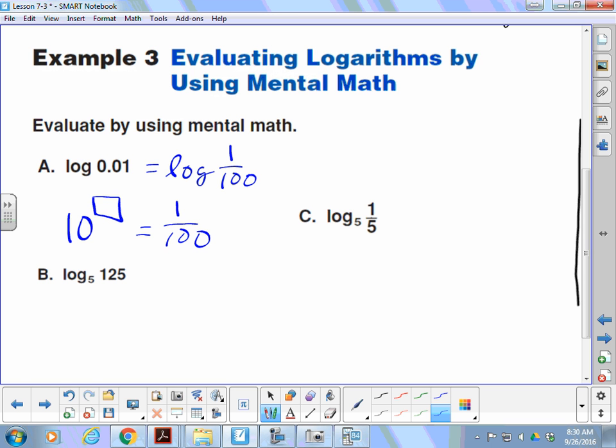So 10 to what power is 100? 2. So 10 to what power is 1 over 100? Negative 2. So this is negative 2. 10 to the negative second power is equal to 1 over 100, so the log of 1 over 100 is equal to negative 2.